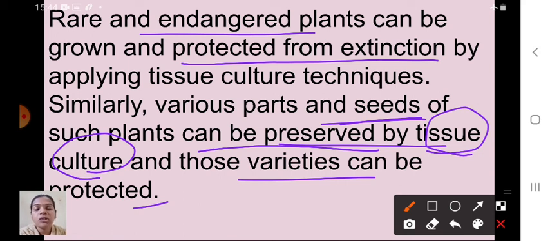Okay children, so these are the important points of biotechnology and tissue culture. Today we discussed what is meant by biotechnology and tissue culture. Children, you have to read your textbook. Only a little portion is remaining, which I will complete in the next class.